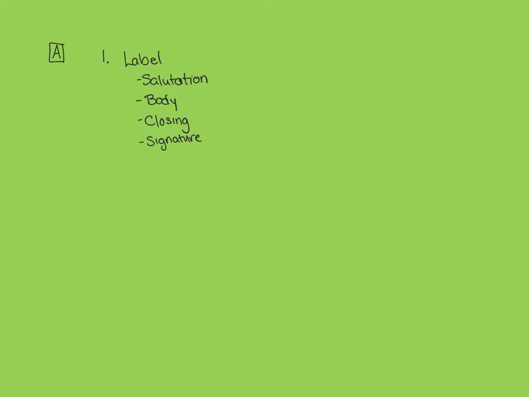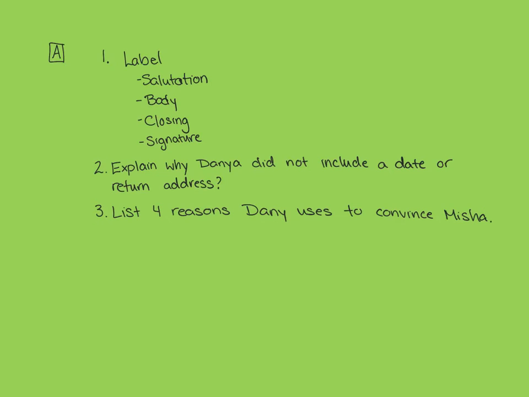Part A asks you to read the letter that they have attached and then to answer the following questions. Part 1 is to label the different parts of the letter. I briefly went through them with you: label the salutation, the body, the closing, and the signature. The second question asks you to explain why Dania did not include a date or return address. I would look for ways that this is already included in the email format so she didn't have to restate them. Question number 3 asks you in your notebook to write down four reasons that Dania uses to convince Misha that she should take this trip.